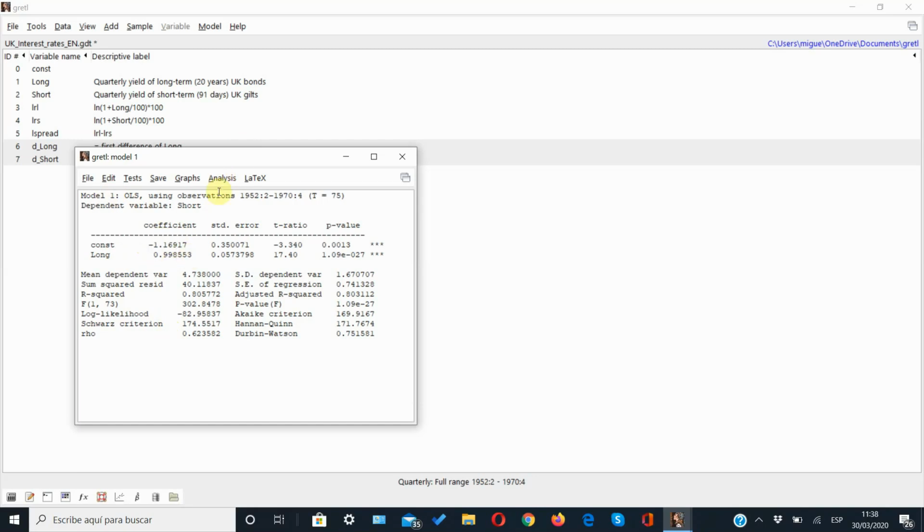This negative mean implies that short-term returns are in mean smaller than long-term returns by 1.17%. So there is a term premium. If you invest in long-term bonds, you tend to obtain a return which is larger than if you invest in short-term bonds. And this is all that I wanted to tell you for today.